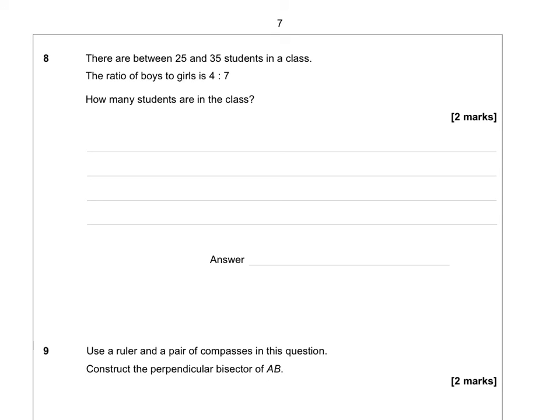Question 8. There are between 25 and 35 students in a class. The ratio of boys to girls is 4 to 7. How many students are in the class? 4 plus 7 is equal to 11, so the total number of students must be divisible by 11. The number of students is between 25 and 35. The only multiple of 11 within that range is 33, so we have to have 33 students in total.